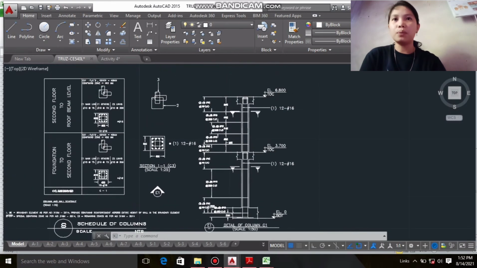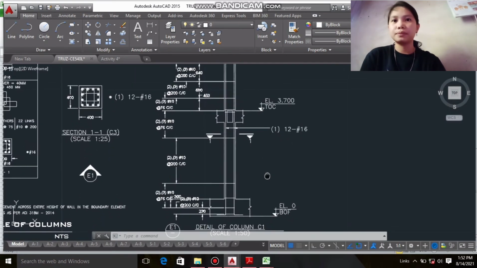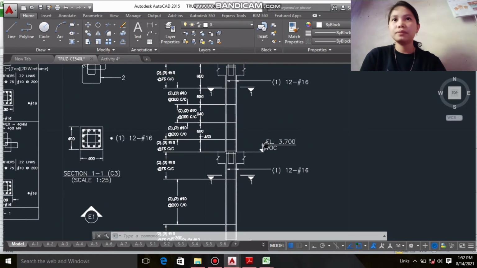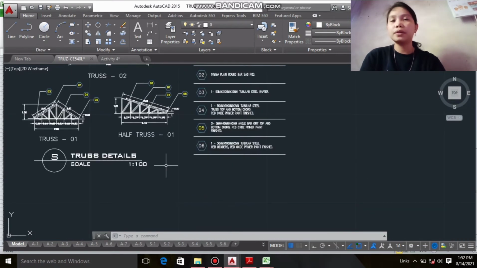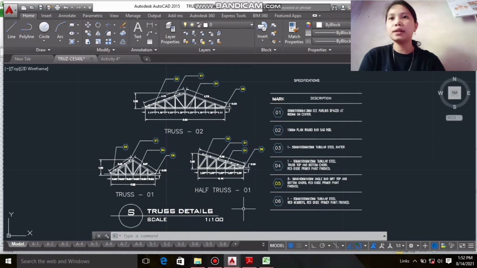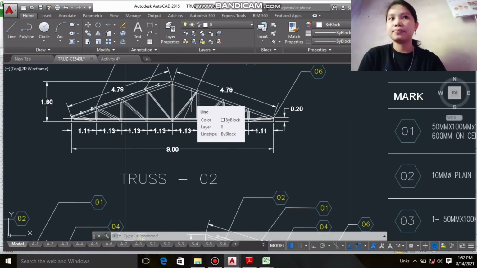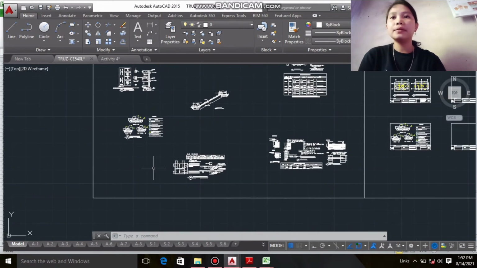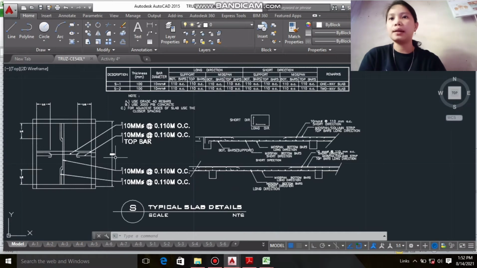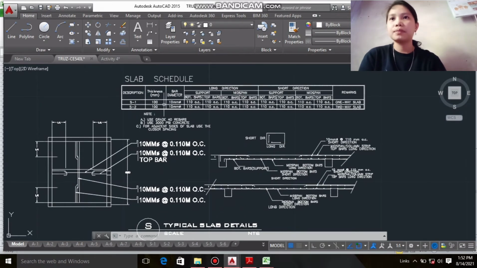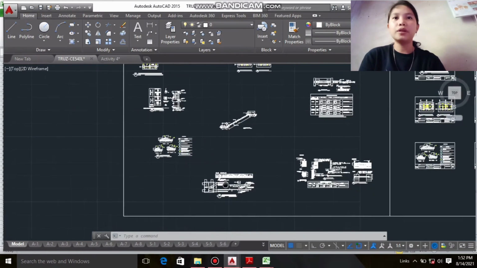For the detail of column, and for my trusses, for the trusses details, this is the truss 1, the half truss 1, and the full truss 2. And for the schedule slab details, so typical slab.